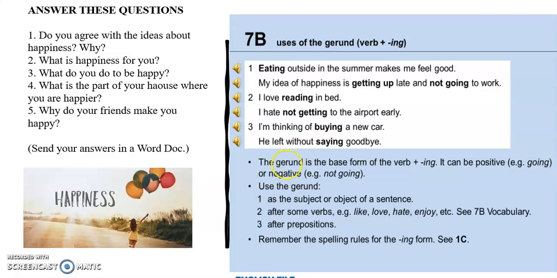Okay? So we use the gerund, number 1, as the subject or object of the sentence. In the case of number 1, for example, eating outside. Number 2, after some verbs. For example, if you use the verb love, hate, enjoy, the next verb, the next action is with ing. I love eating. I like riding a bicycle. I enjoy watching movies. Remember the spelling rules for the ing form. Okay, so don't forget the use of ing.